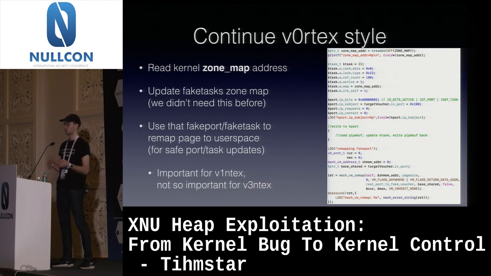We didn't need to do this before, because before we really only cared about two fields, like the ref count and the pointer we want to read from, but now you put in a map, so that thing actually belongs to a map. Then we can use that fake port and fake task to remap the memory we were using to user space, with mach_vm_remap, and now we have a shared mapping between kernel space and user space. That's not so important for Ventex, since our reading and writing primitive inside that buffer is already safe. But it's important for Vortex, because there every time it was slow and we had to do this hacky thing, so Vortex did it that way: just remap it, and then you can just write to it.